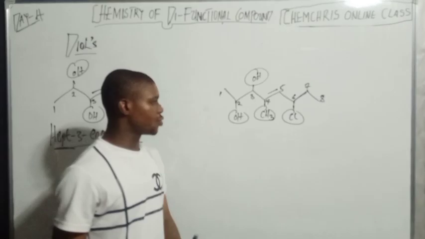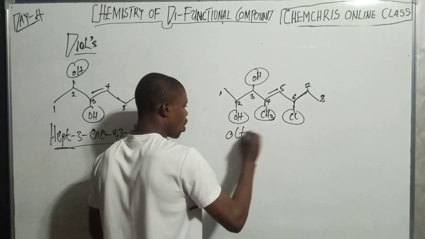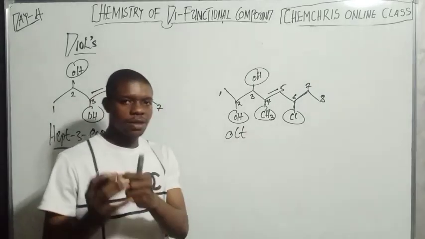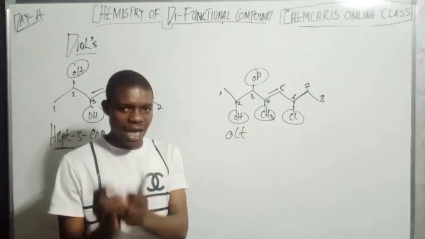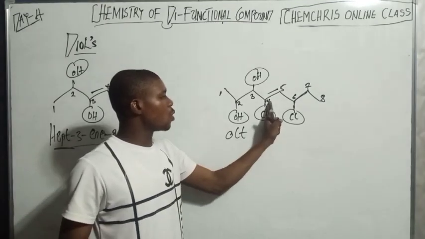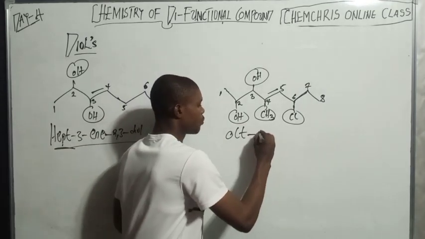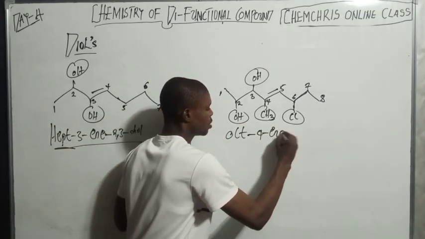Now, what are you going to do next? So it's going to be oct. Oct means 8 carbon chain, right? Now, the position of the double bond is at 4, right? So it will be oct-4-ene, right?